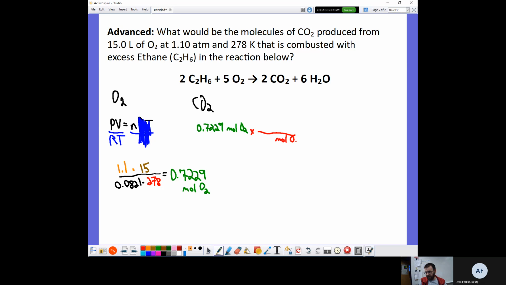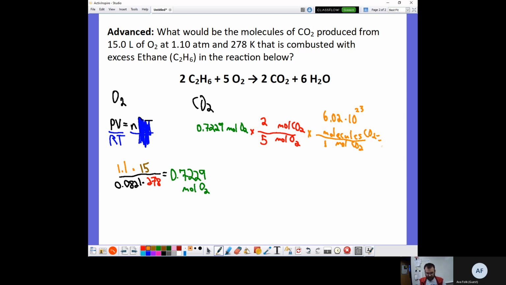So moles of O2 on the bottom, moles of CO2 on the top. If I look at my problem, I've got 5 oxygens for every 2 carbon dioxides. Now, it then wants molecules of CO2. Well, that's okay. That's just a mole step. I take my moles of CO2 down, and I change that to molecules of CO2. And that's the whole 6.02 times 10 to the 23rd power per 1 mole.